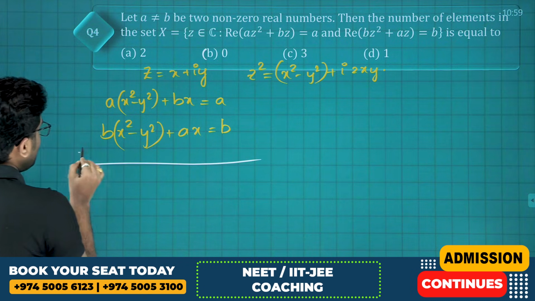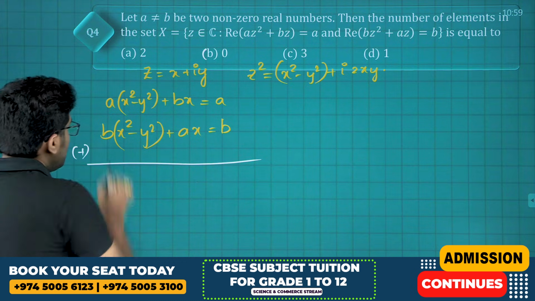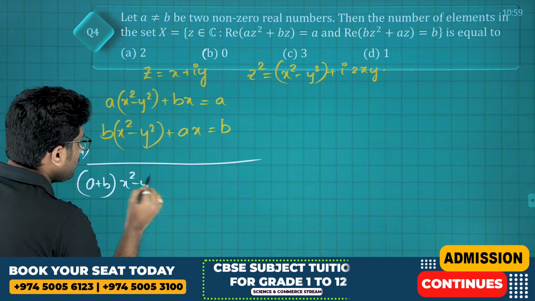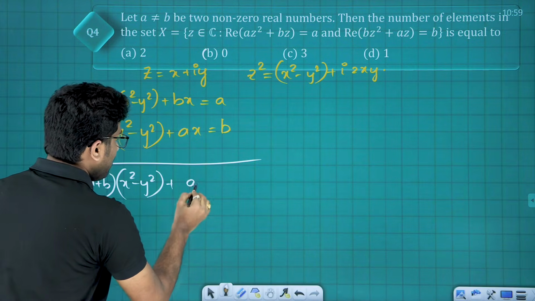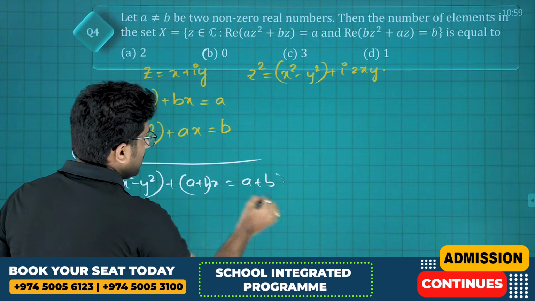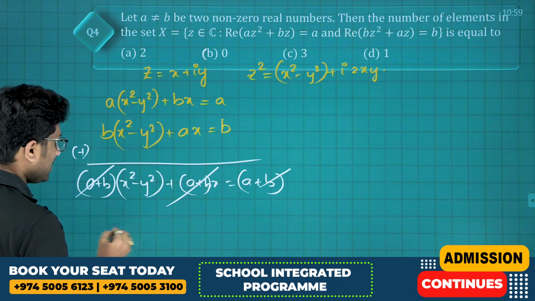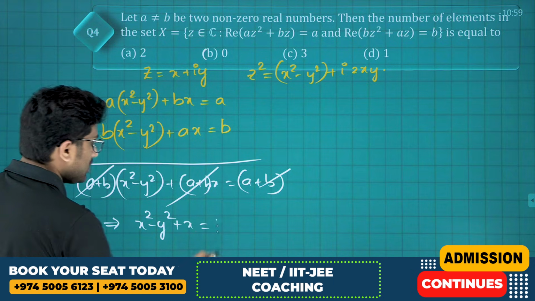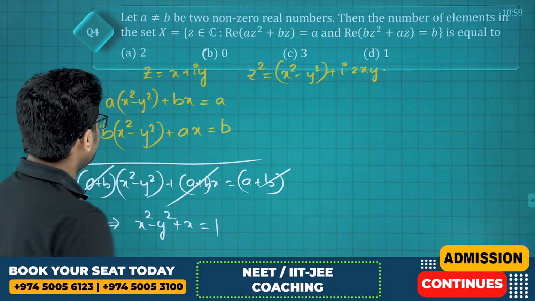Friends, we'll add these two equations. If you add, (a plus b) times (x square minus y square) plus (a plus b) times x equals a plus b. A plus b, a plus b gets cancelled. x square minus y square plus x equals 1. Let this be one equation.